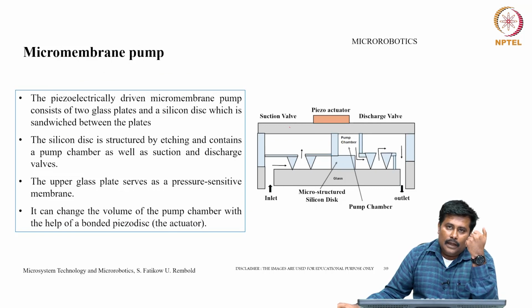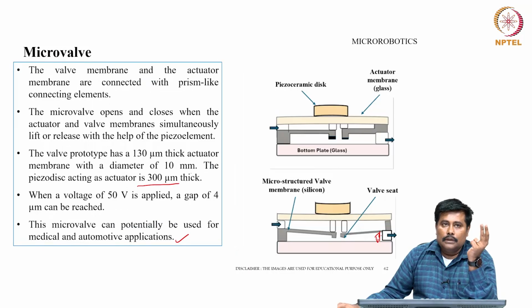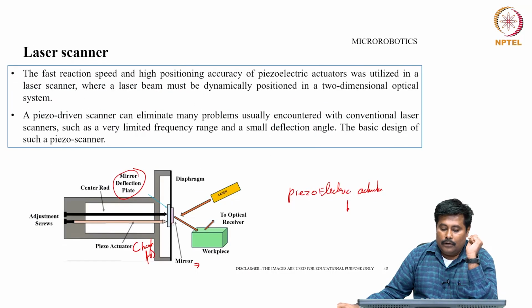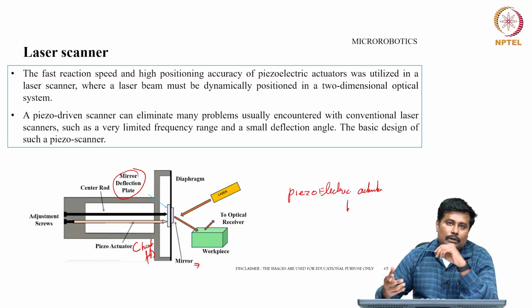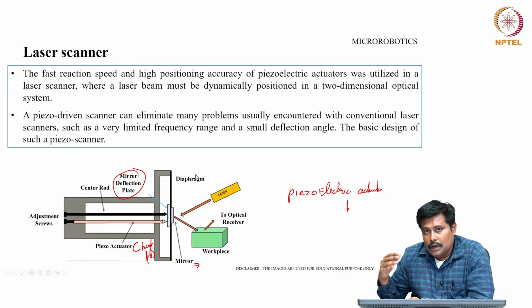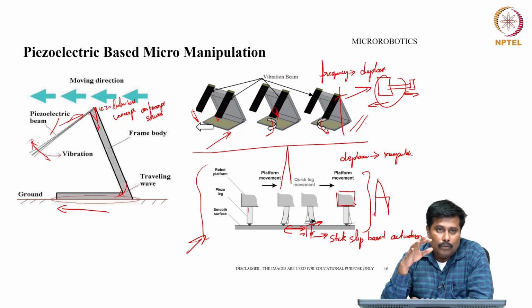So some of the key elements, which include the micromembrane pump, micro valves, then chopstick grippers, which are used for micromanipulation, have been discussed, and the piezoelectric actuator used for optomechatronic applications has been discussed over here. So this is highly useful for dynamic loading and unloading. So this is a kind of piezoelectric based manipulation.